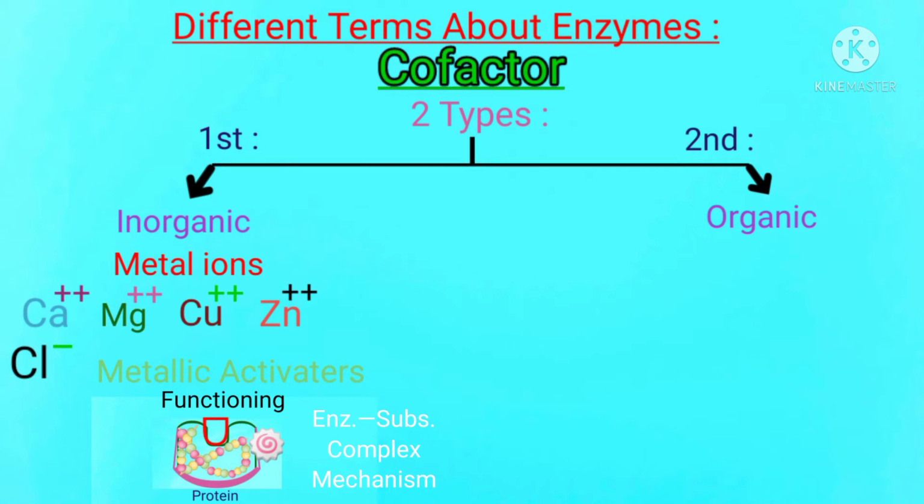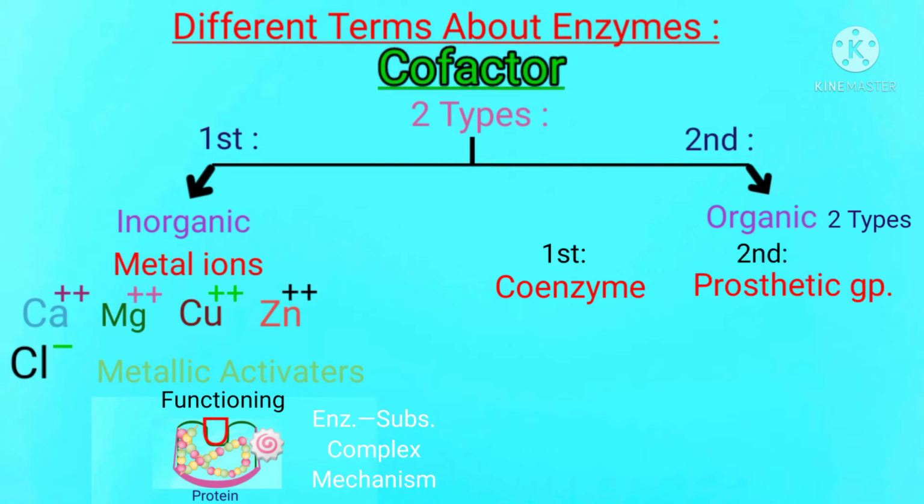Next we study the organic cofactors. Organic cofactors are of two types in living organisms. The first type is named coenzyme and the second type is named prosthetic groups, which means that coenzyme and prosthetic groups both are cofactors and belong to the organic category of cofactors. But there is a difference between the two.